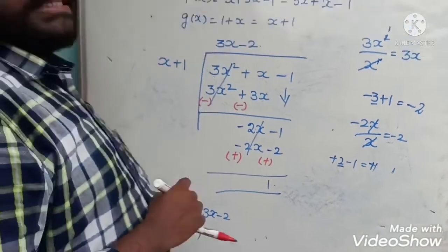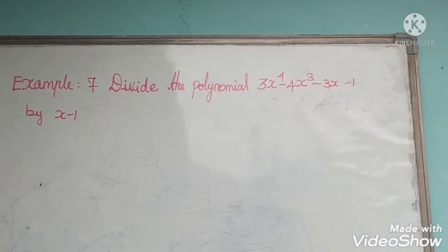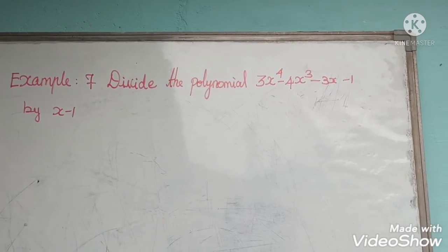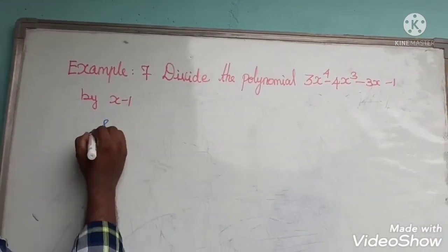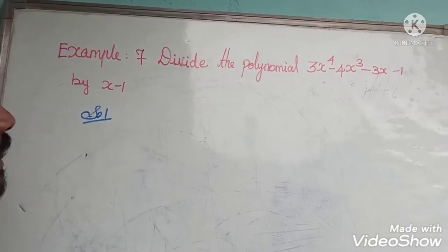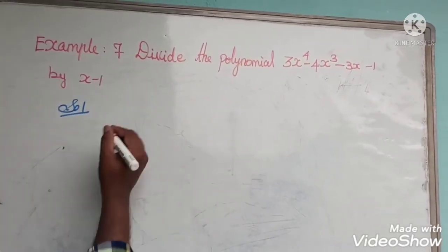Next we move on to example number 7. Divide the polynomial 3x power 4 minus 4x cube minus 3x minus 1 by x minus 1. Solution: I take the first one as p of x and the second one as g of x.